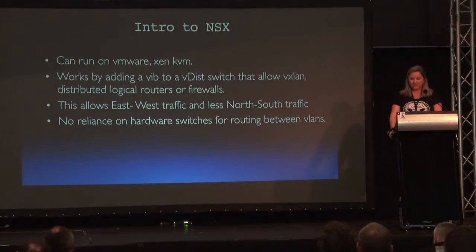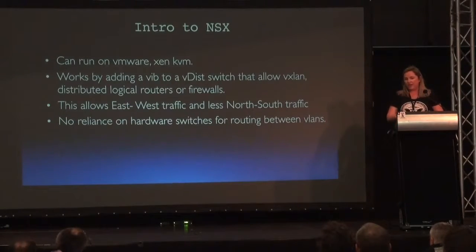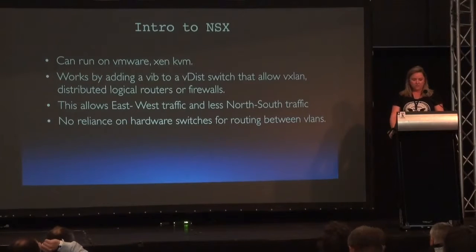Some of the spiel that VMware gives: it can run on VMware, Xen, and KVM. I only ran it on VMware. It works by adding a VIB to a vDS switch, which is pretty much a VMware kernel module that allows VXLAN, distributed logical routers, or firewalls. Traditionally, virtual switches were only layer 2. This adds layer 3 to the virtual switch, which allows east-west traffic and not north-south, so you're not heading down to your hardware switch for routing.